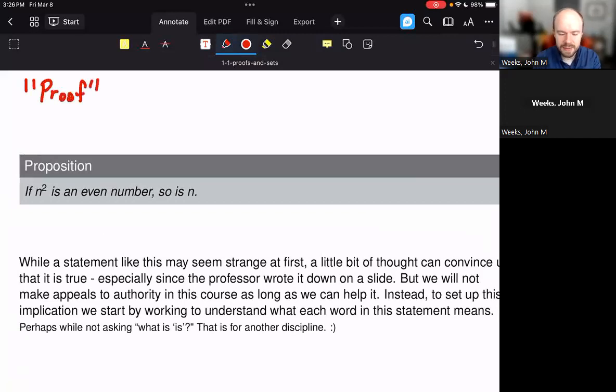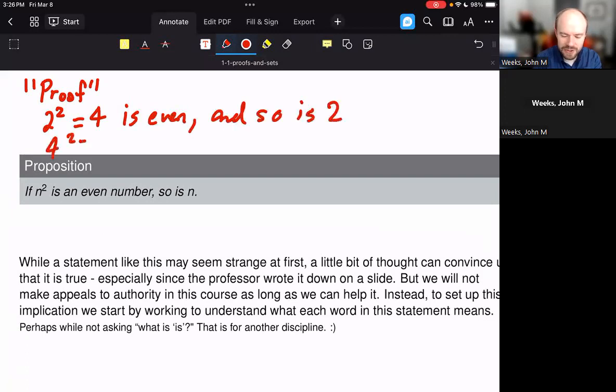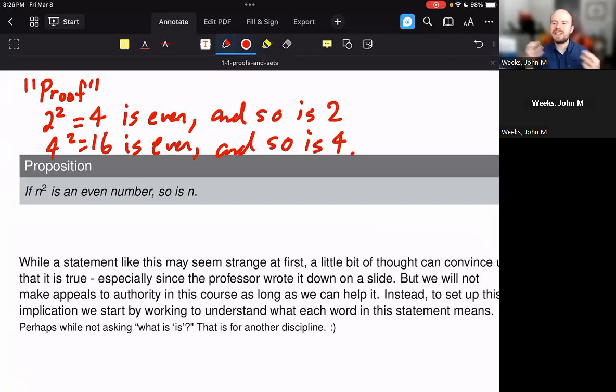They will say, note that 2 squared = 4 is even, and so is 2. And then they'll say 4 squared = 16 is even, and so is 4. And at that point, they will essentially wrap it up by saying, because we have shown this for some specific examples, I think that I have shown it for all possible examples. They use this kind of specific notion to try and make sense. They say, essentially, I believe I have established a pattern here.